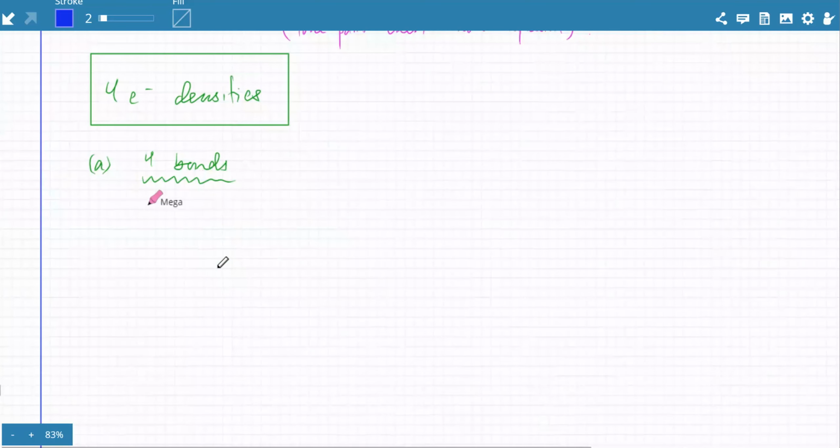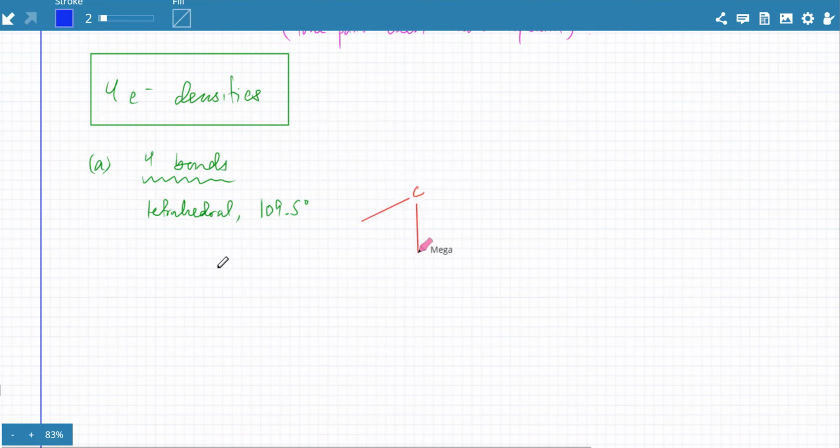If you have four bonds, the shape is going to be called tetrahedral and the angle would be 109.5 degrees. It's going to look like this. There's going to be a CH4 molecule. There would be four bonds. There would be one bond on the right, one coming towards you. Then you would have a bond that would be dotted, going into the page, and there's going to be one bond sitting on top. So there would be four hydrogens.